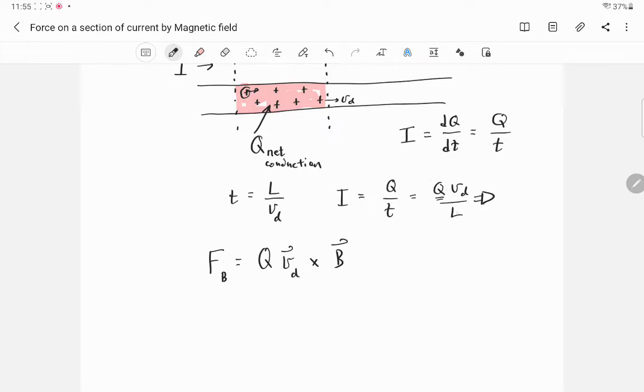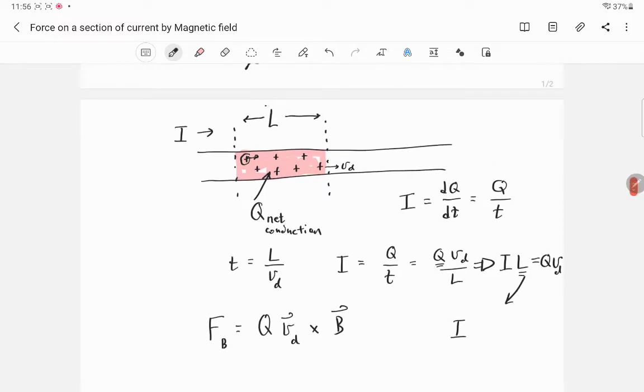The right-hand side, right over here, QVD over L, is equal to I. So if I multiply the L up against the I, I get IL equals QVD. And I'm going to vectorize this. So current is a scalar, but this length can be known as a vector if I match it with the direction in which the current is flowing.